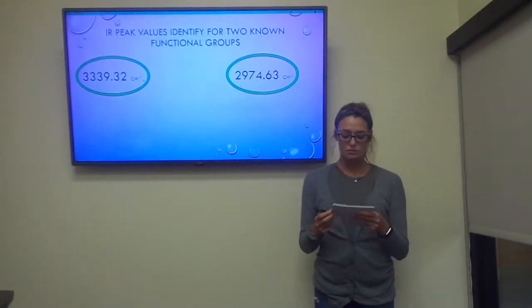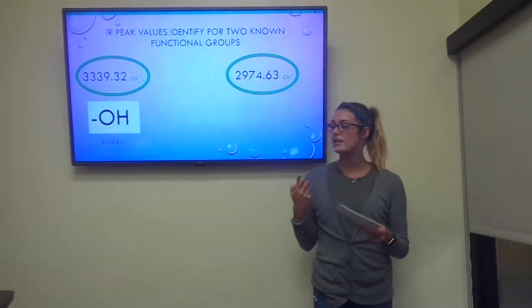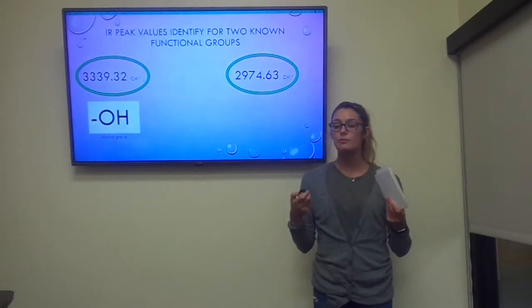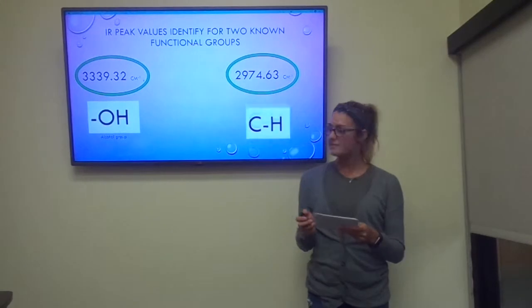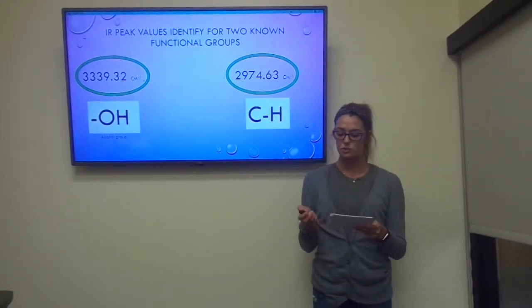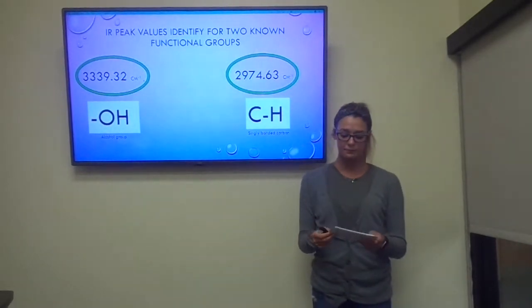So my two peaks were 3,339.32, which corresponds with the alcohol or the OH functional group. This information was derived by looking at that table that I showed previously in the slide in the lab manual. And the second peak I got was 2,974.36, which corresponds with the CH or singly bonded carbon functional group.